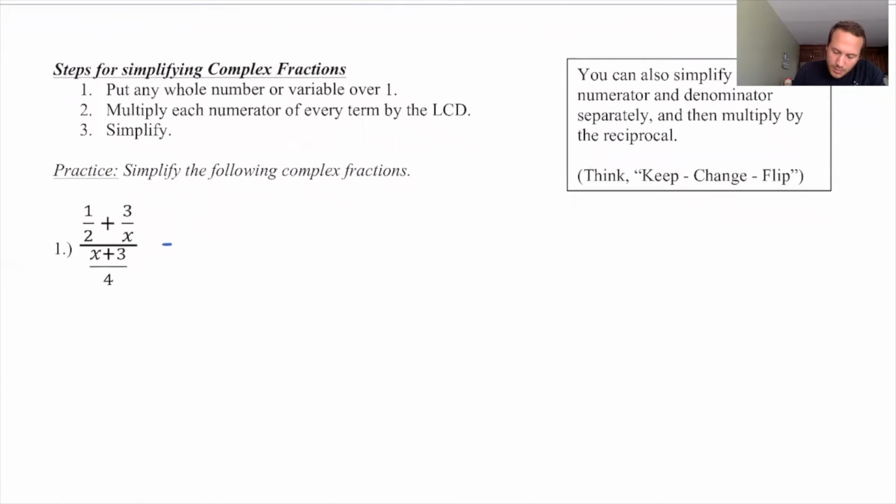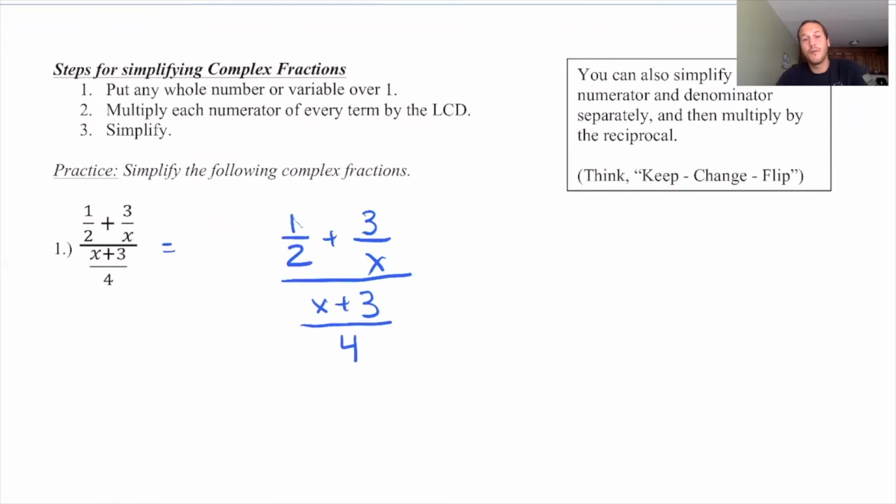The first thing I'm going to do is, I need to see this a little bit bigger. So someone try to help me out here. Think to yourselves, between 2x and 4, what is my LCD? Well, that LCD is going to be 4x, and hopefully everyone can understand that. So I'm going to multiply all of the numerators only by 4x, and now let's see what's going to happen here.